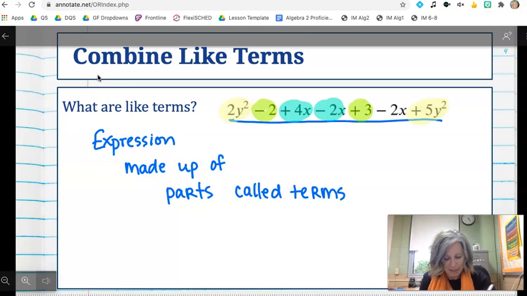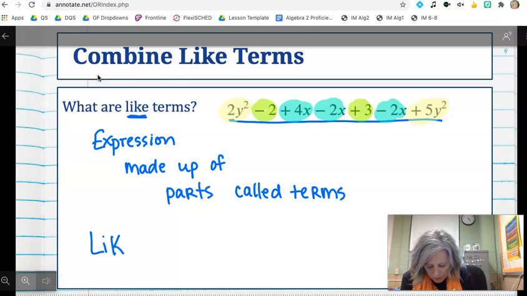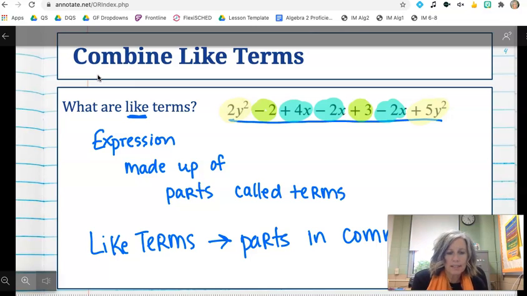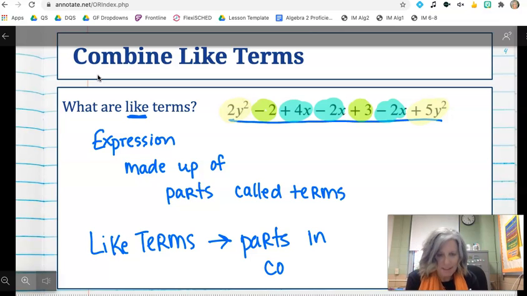And notice I'm coloring them a certain way. And as I'm coloring them, maybe you see that the colors have something in common. Okay, so that's what we're talking about when we talk about like terms. So like terms are the parts, okay, are the parts in common that have the same characteristics. Oh, you can't read that bottom word, can you? They are the parts that are in common.